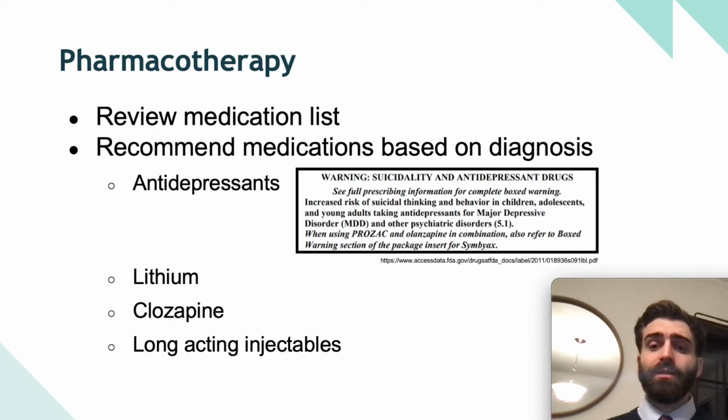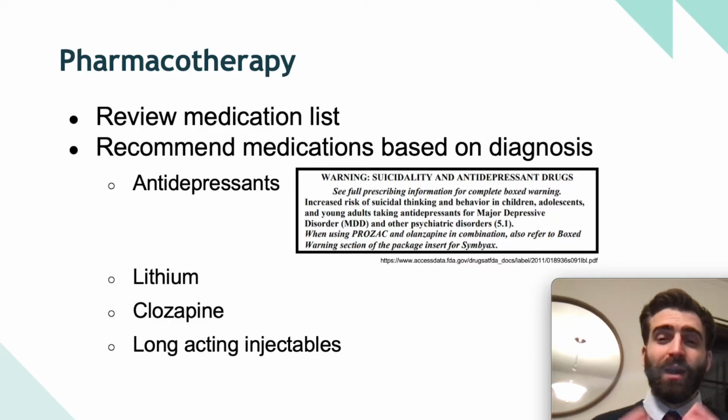Then I'm going to recommend medications based on diagnosis. So if the patient has major depressive disorder, I'm going to recommend antidepressants. That being said, antidepressants have a black box warning for increased suicidality in young adults. And that is important, and you will pay attention to that, but these medications are still recommended in someone with major depressive disorder, even if they have suicidality. You're just going to be hyper aware of this increased risk.